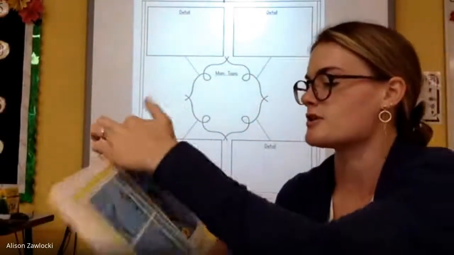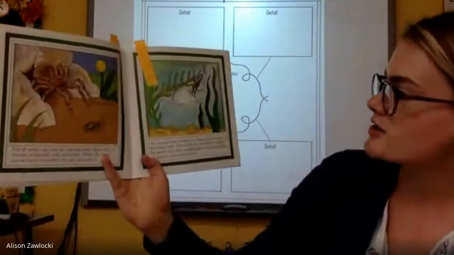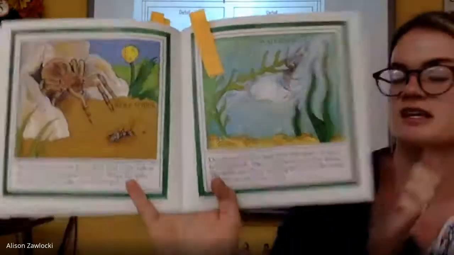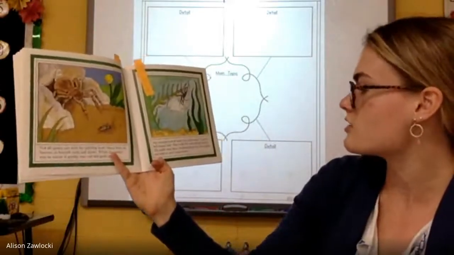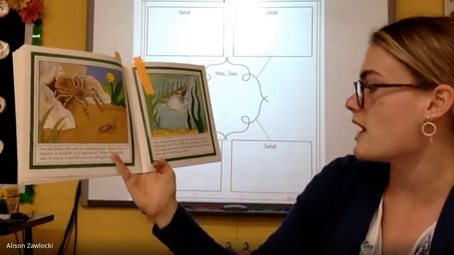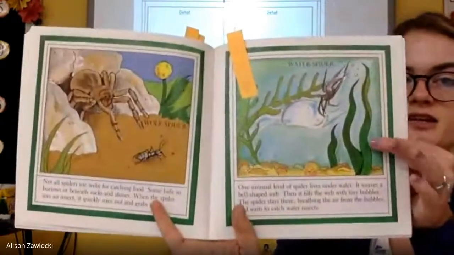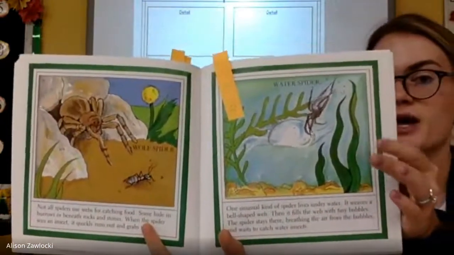And then one more picture I want to show you. This is a water spider, and the water spider, notice it is underwater. This is an unusual type of spider that lives underwater, and it weaves a bell-shaped web. So that is another detail that supports our main topic of spiders.